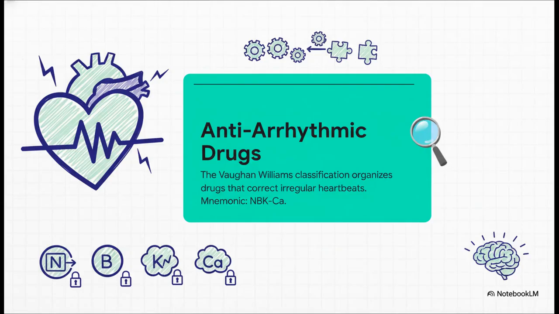So what happens when that perfect rhythm gets all out of whack? Well, that's where antiarrhythmic drugs come in. They're split into 4 main classes based on which ion channels they block. And to keep them all straight, all you have to remember is NKB.